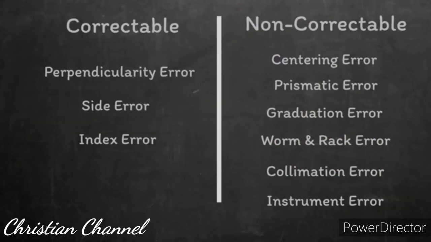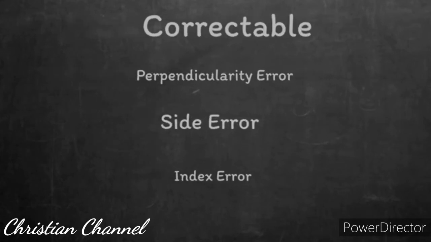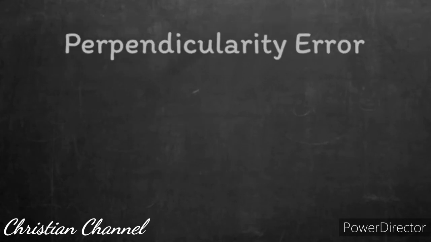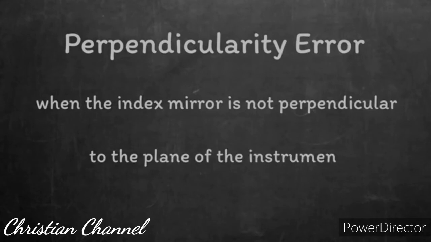Now we can move on to the correctable errors. For the correctable errors, you need to correct them in the right order. First, you've got the error of perpendicularity. This describes the error caused when the index mirror is not perpendicular to the plane of the instrument.